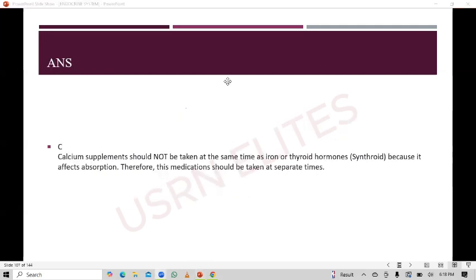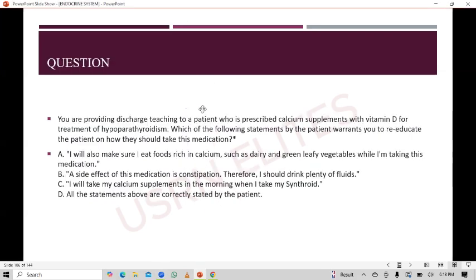Don't be tricked though, please. Always open your eyes. You see how they framed option C: I will take my calcium in the morning when I take my Synthroid. So you might think, oh okay, we take Synthroid in the morning, so that one is fine. But Synthroid is always taken on an empty stomach. So the answer is C.